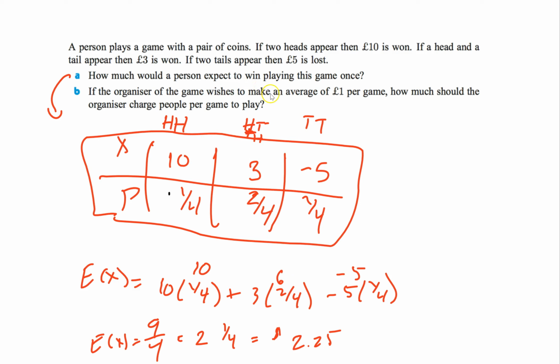If an organizer of the game wishes to make an average of $1 per game, how much should he charge to play? Well, again, we expect to win $2.25 every time we play. So if he wants to make $1 each time, you're just gonna add $1 to it. $3.25, right? That way, on average, we win $2.25 to play, but he's charging us the $3.25 to play. So we're losing $1 every single time. But again, this is because the organizer wants to win $1 every single time. So he just adds $1 to the average number. And that's the way it works. Shady, but it's the way it works. And that's it for this lesson.